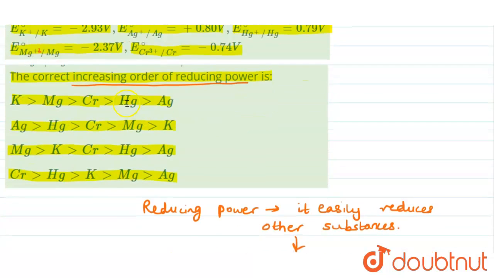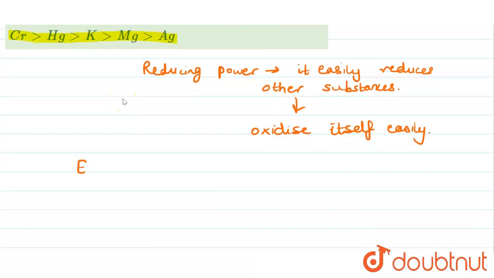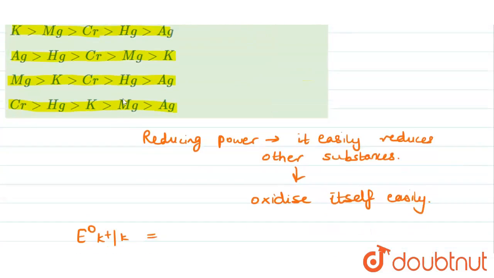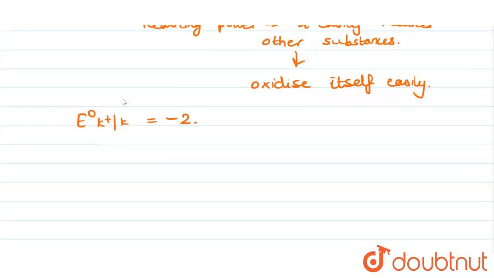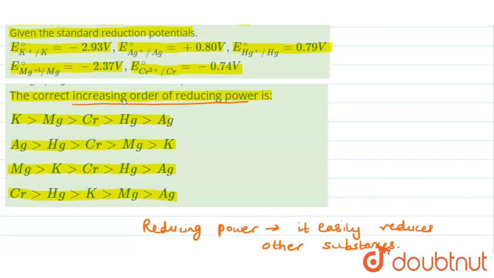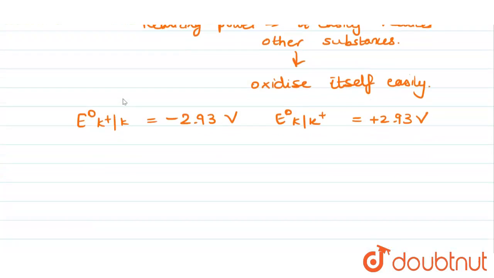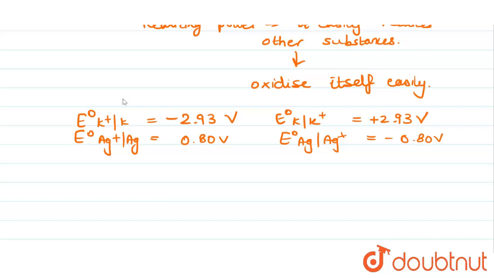So over here we have E naught of K plus to K is equal to minus 2.93 volts. So we can write it as E naught of K to K plus is equal to plus 2.93 volts. After that, E naught of Ag plus to Ag is equal to 0.80 volts. So E naught of Ag to Ag plus is equal to minus 0.80 volts.